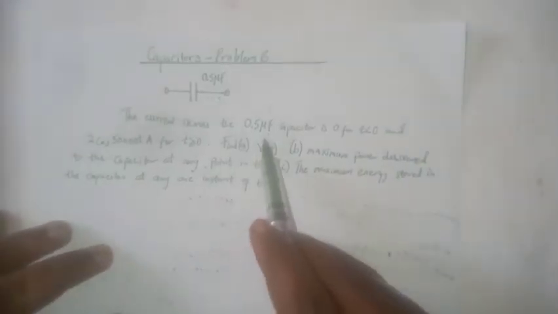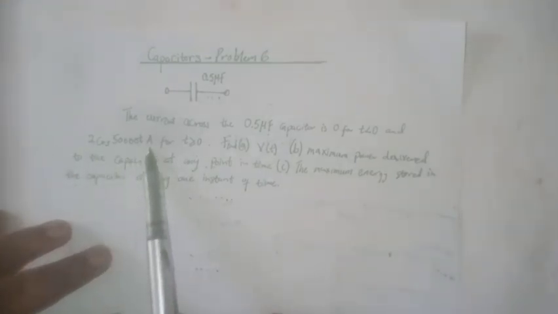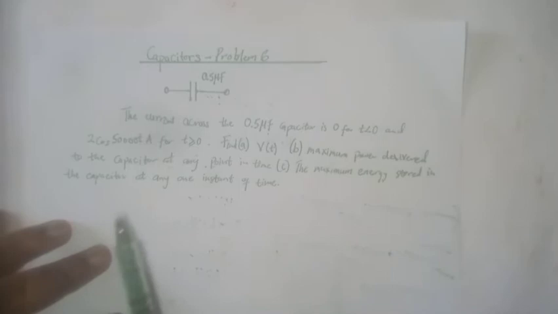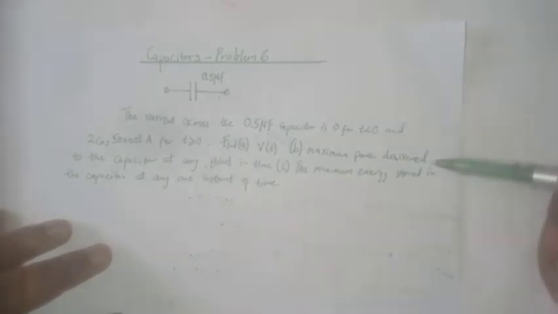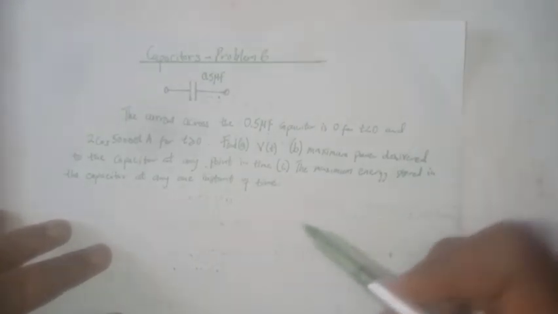So we are told that the current across a 5 microfarad capacitor is 2 cos 50,000t amperes. Prior to that, there was no current across the capacitor, and we are required to find the voltage across the capacitor and the maximum power delivered to the capacitor at any point in time. We are also required to find the maximum energy stored in the capacitor at any instant in time. This is all easy once your background of calculus is quite solid.